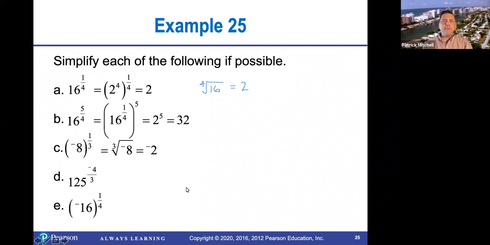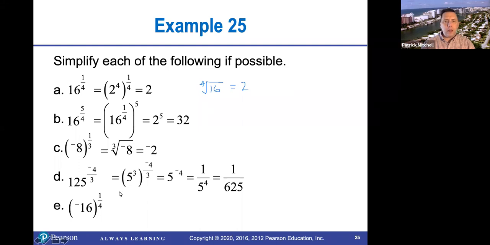Next we have 125 to the power -4/3. Remember, negative exponent means reciprocal. So what we can do with this one is rewrite the 125 as 5 to the 3rd. 3 times -4/3 is -4. And from back in chapter 2, we know that 5 to the -4 means 1 over 5 to the 4th. So that would be 1 over 625.